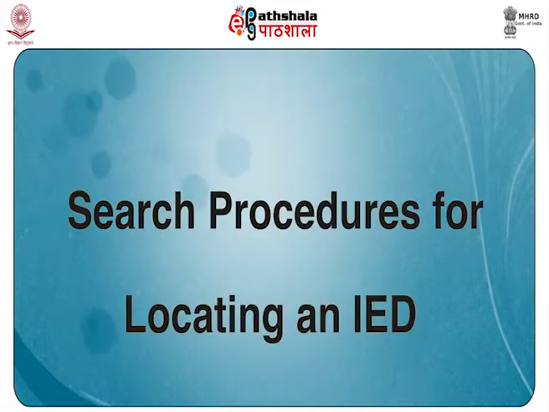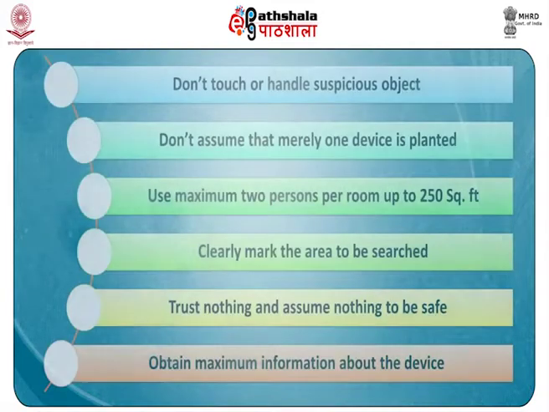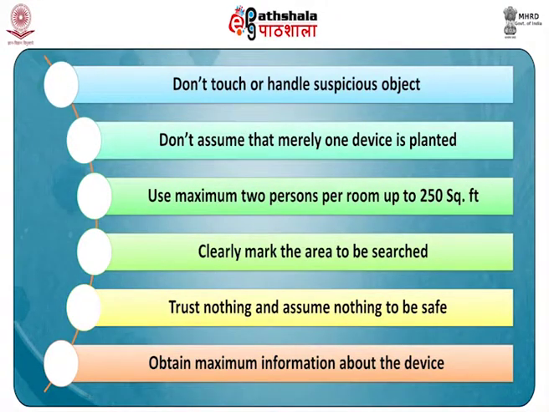Search procedures for locating an IED. The following do's and don'ts should be followed while searching for an IED. 1. Don't touch or handle suspicious objects. 2. Don't assume that merely one device is planted. 3. Use a maximum of 2 persons per room or for any area up to 250 square feet. 4. Clearly mark the area to be searched. 5. Trust nothing and assume nothing to be safe.